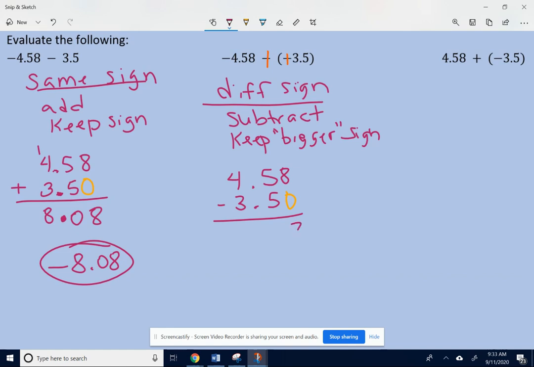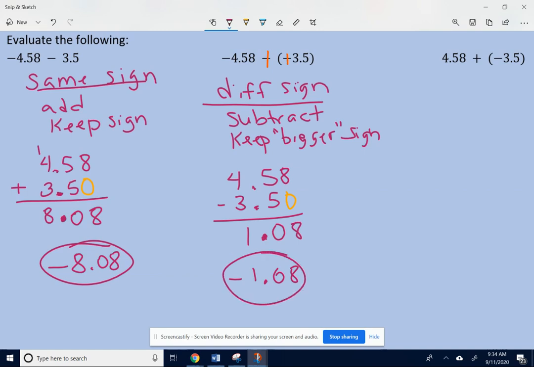8 minus 0 is 8. 5 minus 5 is 0. Keep the decimal point lined up underneath the decimal points in the problem. 4 minus 3 is 1. So we got 1.08. We subtracted because the signs were different, but now we need to keep the sign of the bigger number. Well, in terms of absolute value, 4.58 is bigger than 3.5. So we need to keep the sign of our answer negative. So our final answer is negative 1.08.